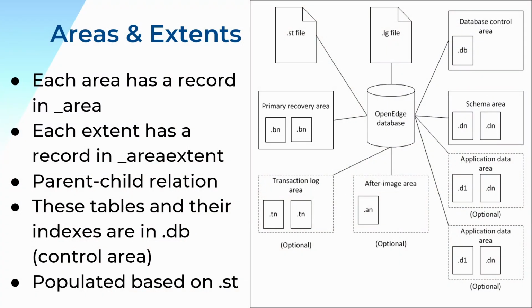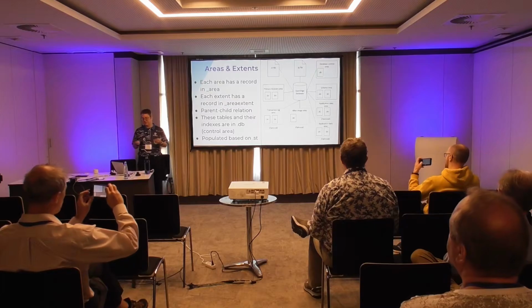This is a diagram you may have seen before, so it shows just some of the area types that you might find in an OpenEdge database. There are three of them that you're always going to have, which are the control area, the schema area, and the BI area. The others are optional based on how you configure your database.